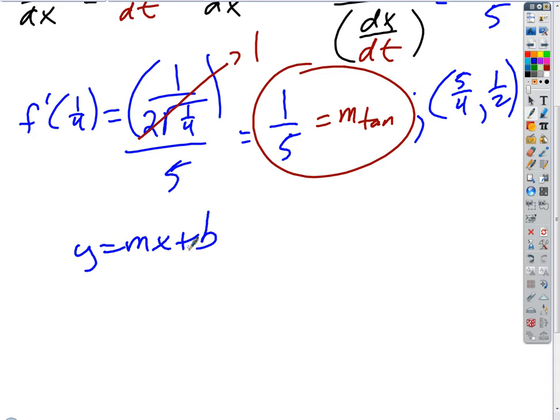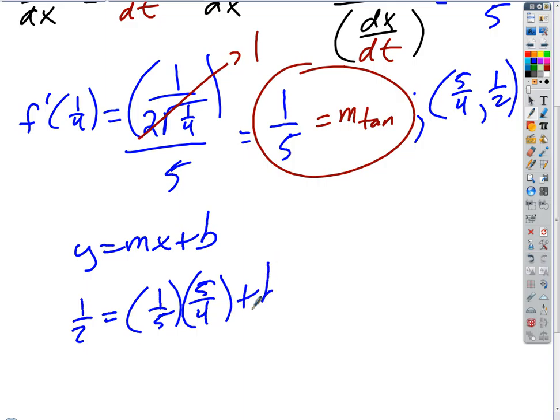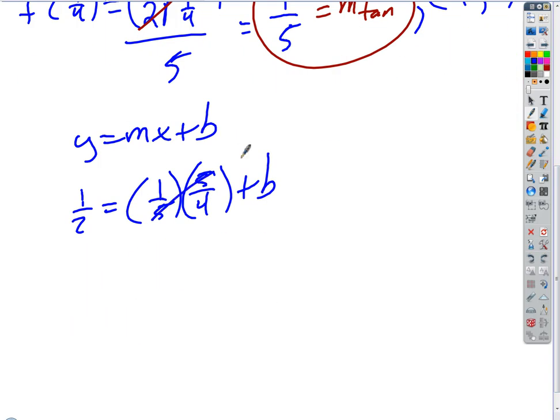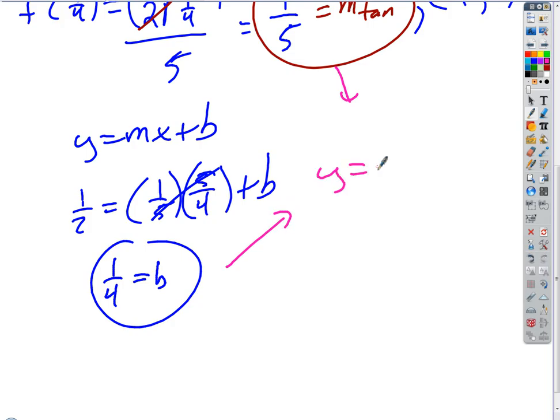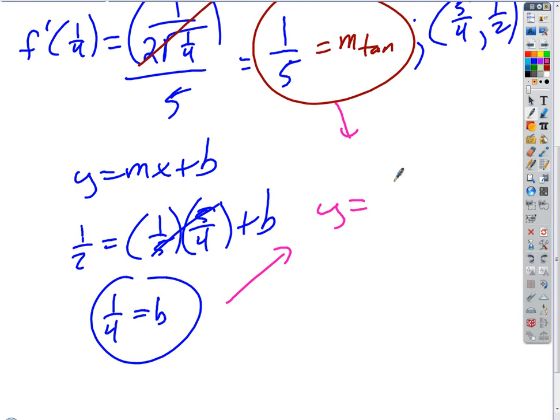So we got m. If we plug in 1/2 for y, x is what, 5/4? So what's b going to be? Let's see, the 5's cancel, so 1/2 minus 1/4 would be 1/4. Everybody agree? Okay, got b, got m, so our equation is y equals 1/5 x plus 1/4.